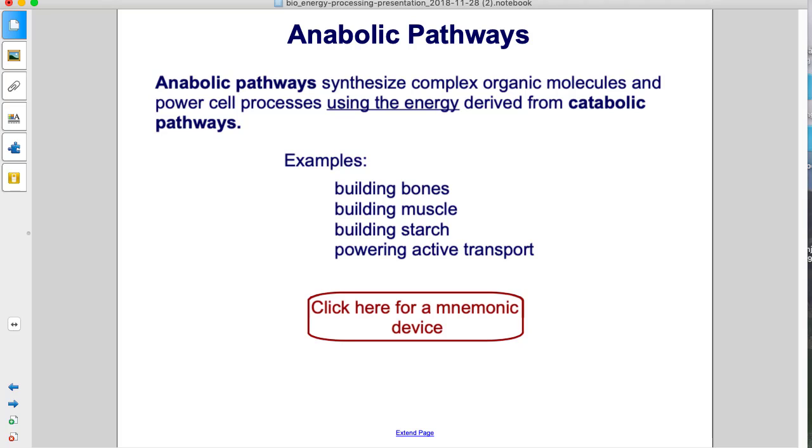Anabolic pathways synthesize complex organic molecules and power cell processes using the energy derived from catabolic pathways. So some examples of anabolic pathways include building bones, building muscles, building starch, and powering active transport.